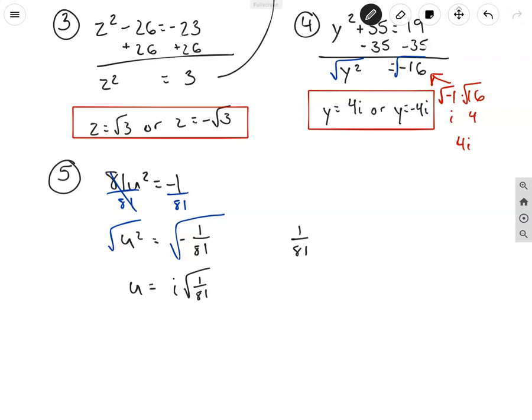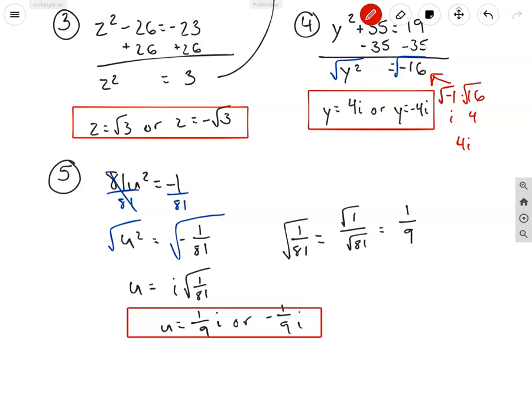So let's review how to square root a fraction. Whenever you have a fraction, you simply square root the top and you square root the bottom. That's all you have to do. The square root of 1 is 1, the square root of 81 is 9, so my answer is 1 over 9. Now remember, I have to have a positive and negative one of these, so I'm going to do 1/9 i or negative 1/9 i. And that's my final answer.